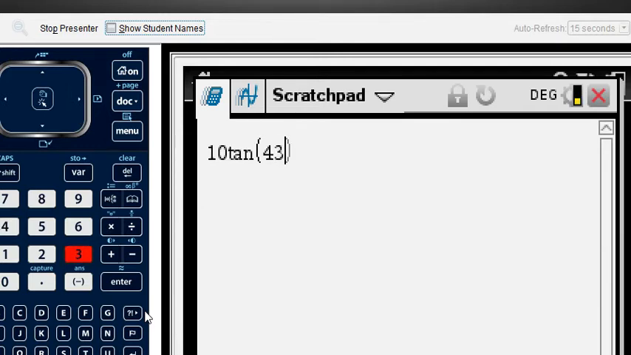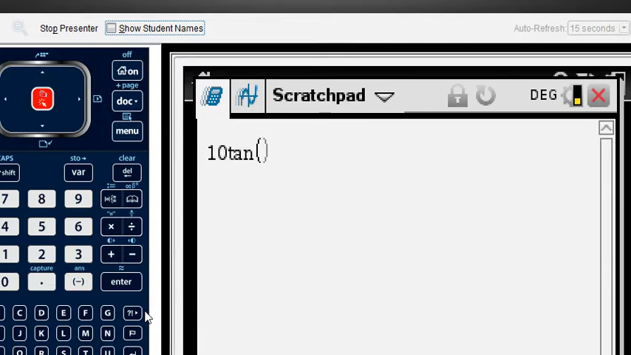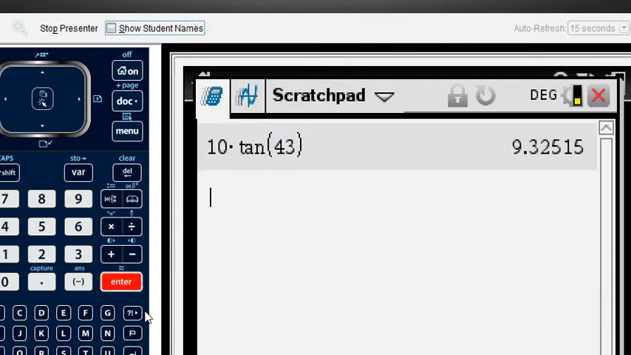Do you guys want me to show you that again? So you type in 10. You hit the trig button, which is right next to 7. You scroll over to tangent, and type in 43. And then you're just going to push enter. And you should get x equals 9.33 centimeters.